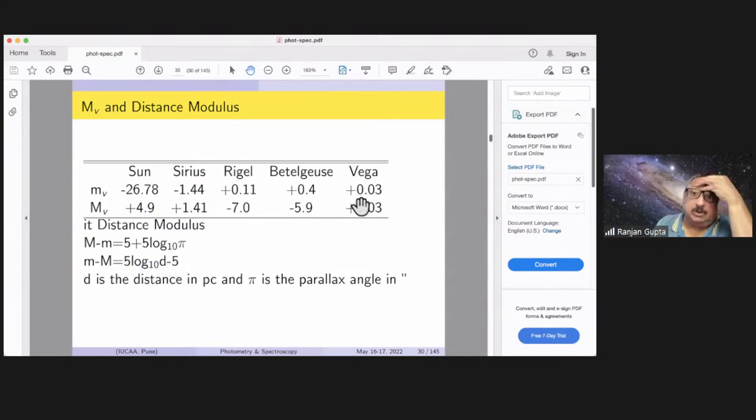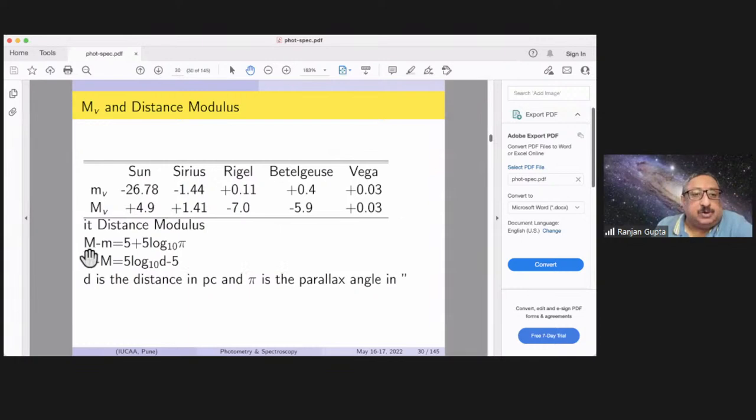And interestingly, Vega is just sitting at the surface of the balloon, which is 10 parsec. That's why most people observe Vega, whenever it is available, to calibrate their instruments. Because suppose with Vega I'm getting 23 counts and somebody in another part of the world gets 46 counts, then I know it's a factor of 2. This is what is called a standard star.